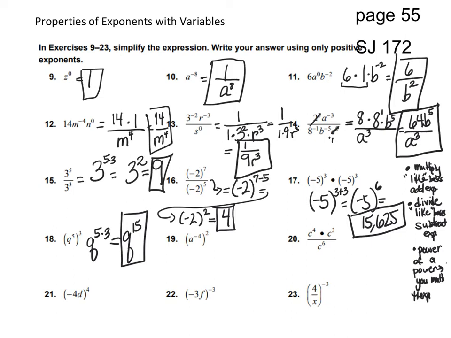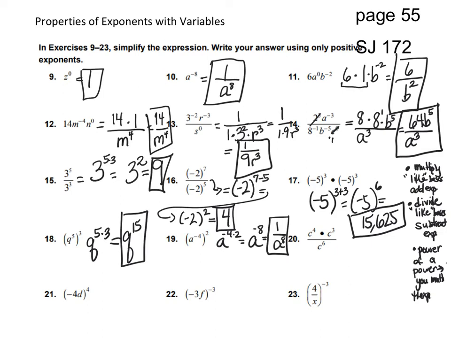19, there's one of two things you could do. You could go ahead and take care of your power of a power and then take care of your negative exponent. Or you can take care of your negative exponents and then take care of your power of a power. Personally, I just like to go ahead and multiply those exponents here. So I would do a to the negative 4 times 2 and simplify that, which would be a to the negative 8. And then I know I'm not finished because I have a negative exponent. So then I would put 1 over a to the 8th power. And that is my answer to 19.